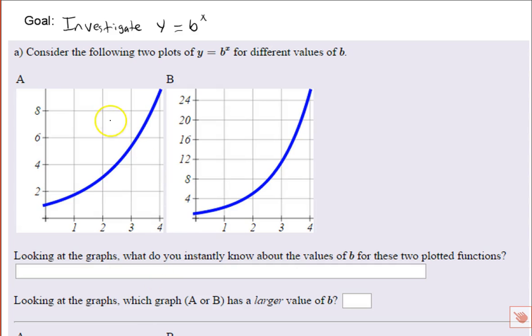So that brings us to this. Looking at these graphs, I see two graphs that are increasing. So I immediately know that the value of b must be larger than 1. And then which graph, A or B, has a larger value of b? So I'm looking at how quickly it grows.